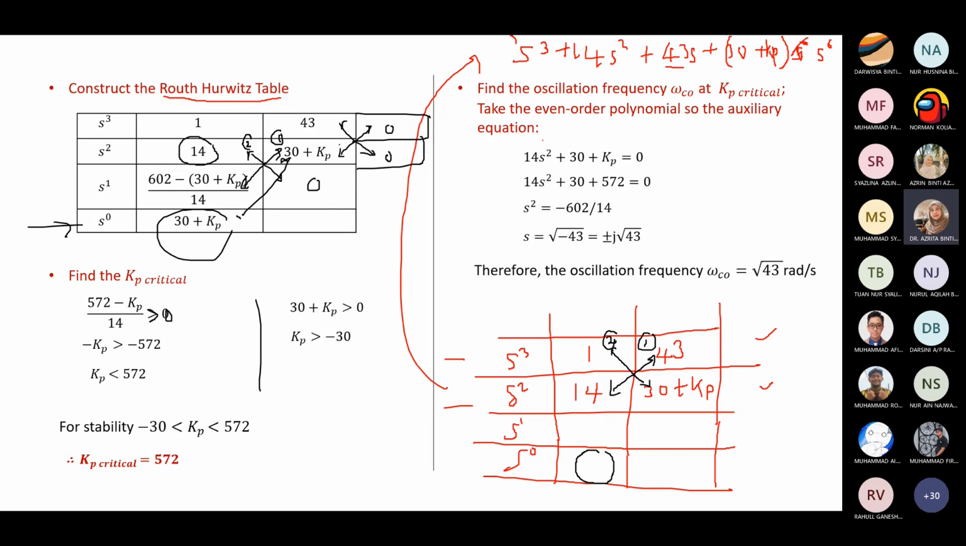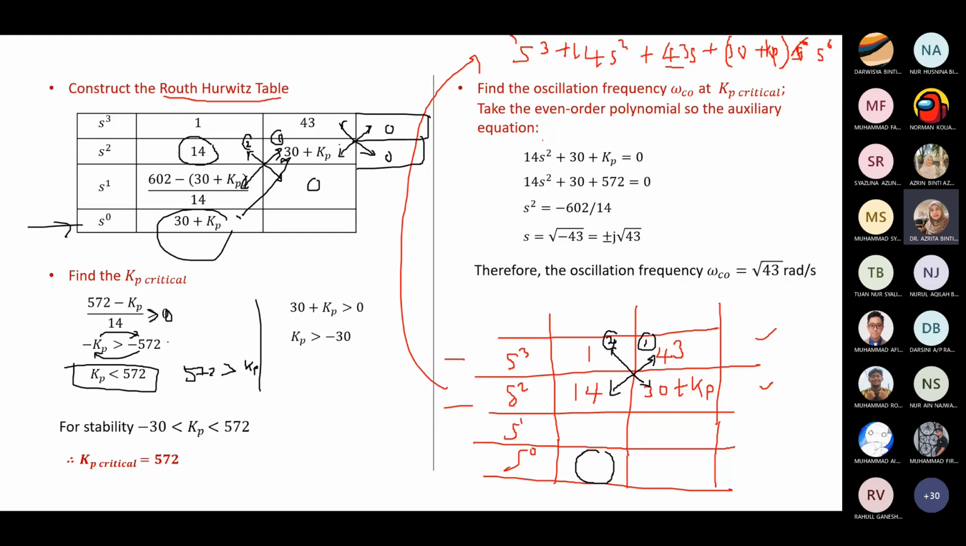Then if you want to change the sign here, negative to positive, you will bring this one to here and this one to here, right? So your equation will become Kp less than 572. Okay, the concept when we bring it here, the symbol is not changed, greater than 572.